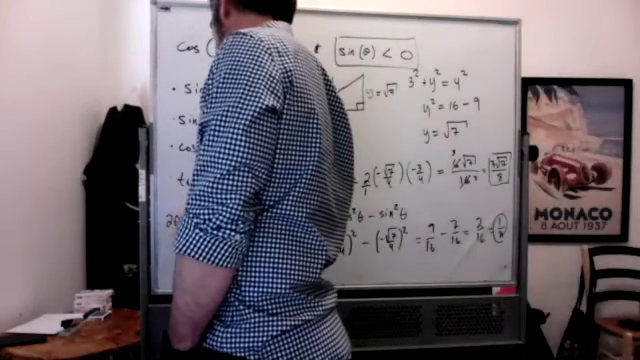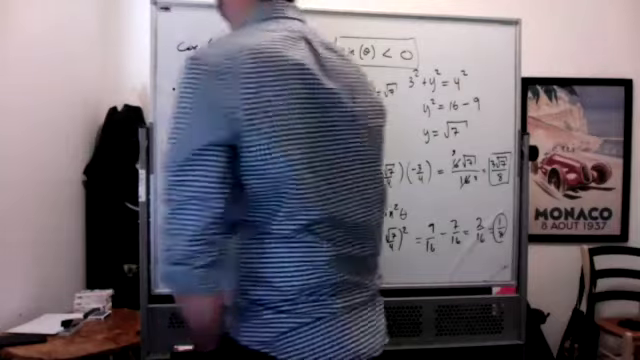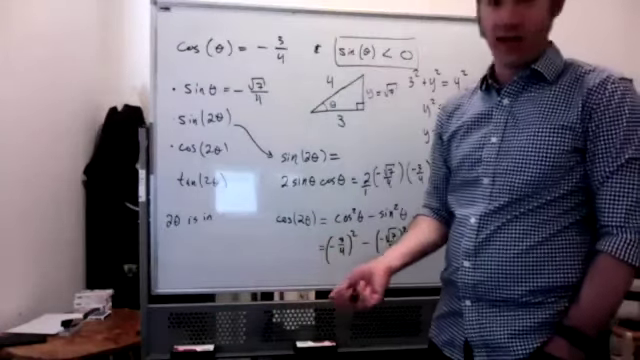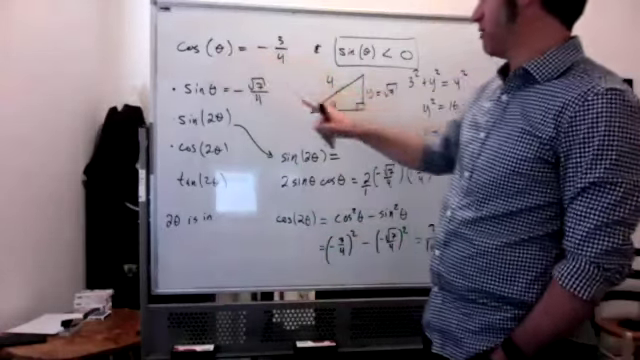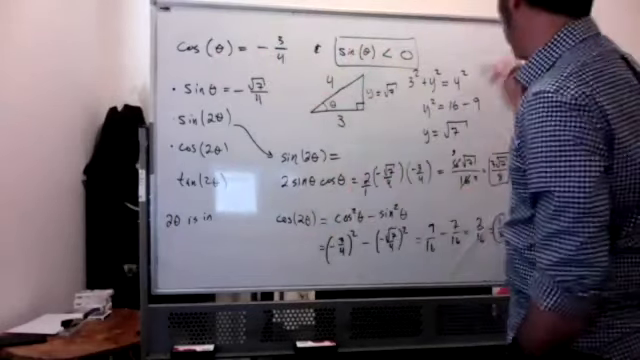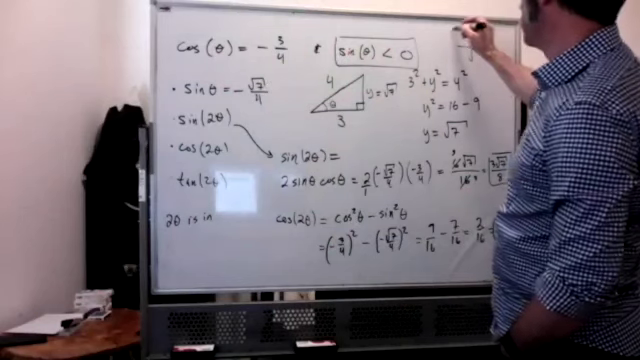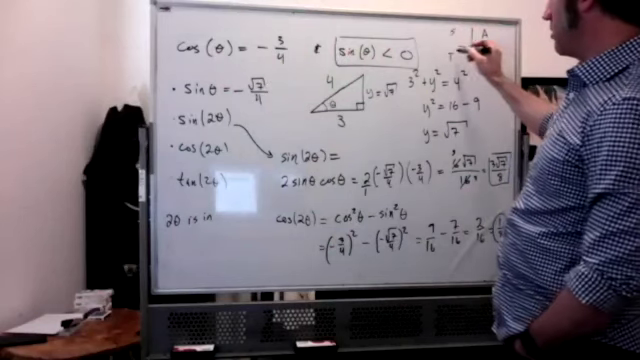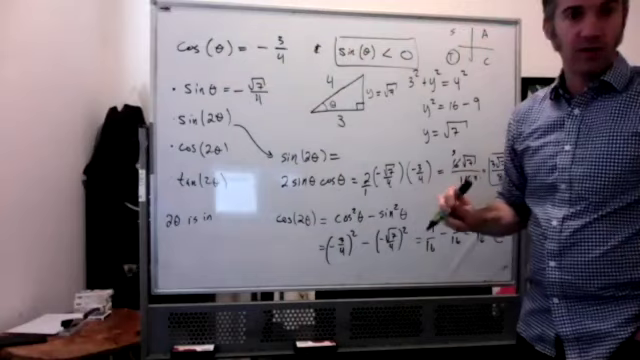2 theta is in, well, first of all, what quadrant is the angle theta in? Well, since cosine is negative and sine is negative, theta is in the third quadrant, right? All students take calculus. It's got to be this one, where both cosine and sine are negative.